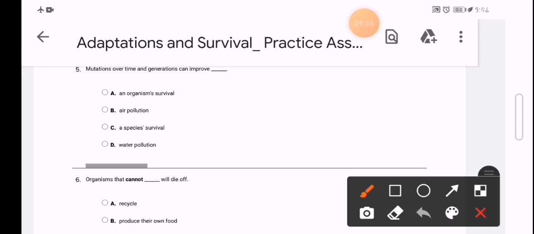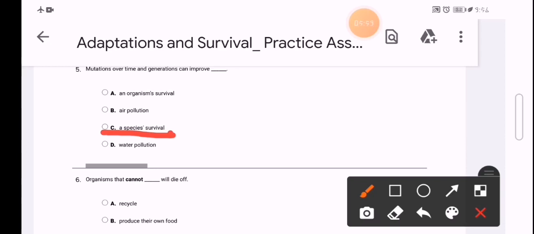I think this mutation will help the species of birds, not all living organisms. So, mutation over time and generations can improve an organism's survival. No, we can't generalize this process for all living organisms. It will improve and help their species. So when the mutation occurs in humans, it will help other humans. If it occurs in birds, it will help other birds. So it will help the species of living organisms of the same type. Species means the type of the living organisms.